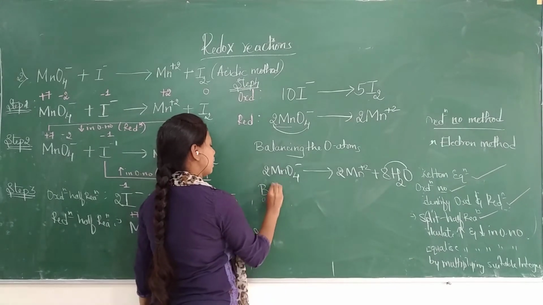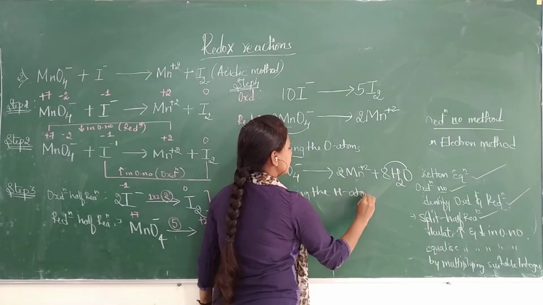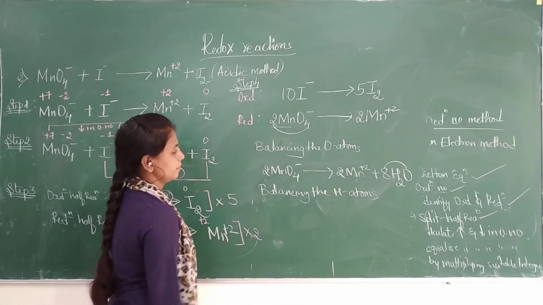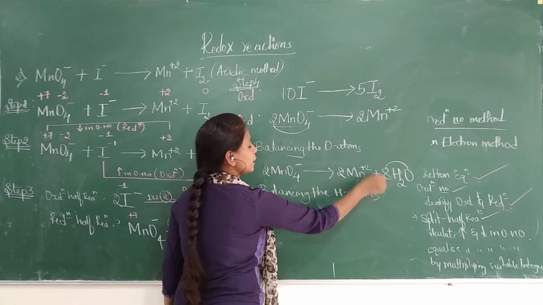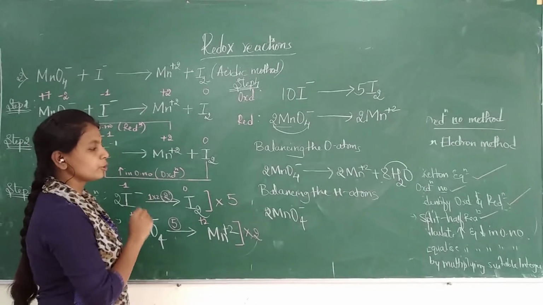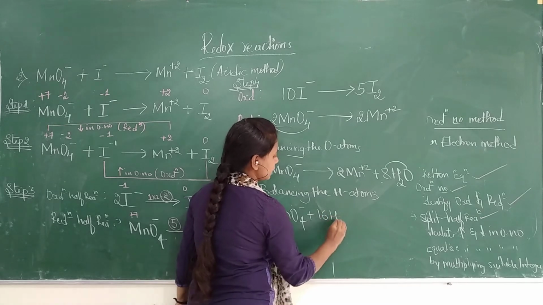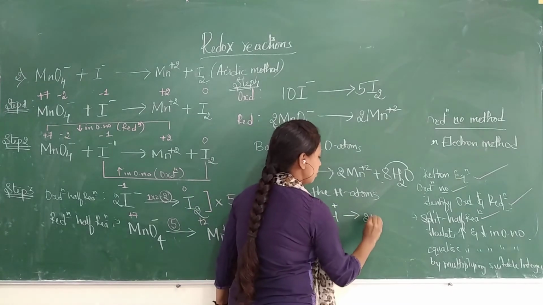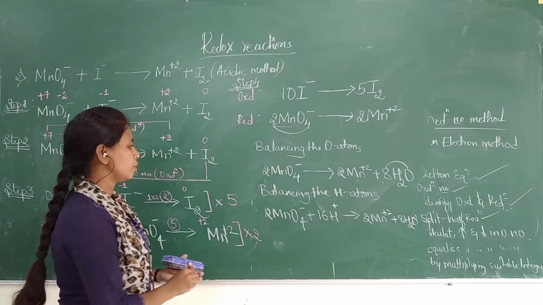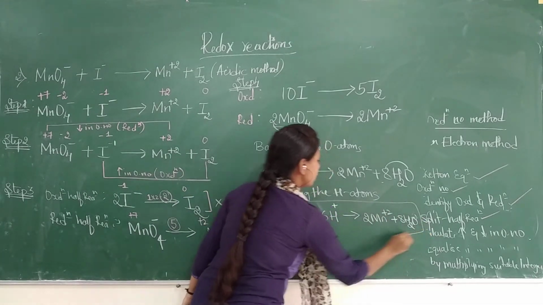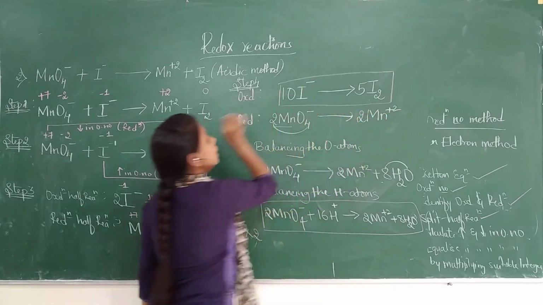After balancing the oxygen, you balance the hydrogen atoms. How many hydrogen atoms are present on the product side? 16. As there are 16 hydrogen atoms on the product side, how should we balance it towards the reactant side? By writing 16 H plus, 2 Mn +2, 8 H2O. Clear? So this is our balanced reduction half reaction, and this is the balanced oxidation half reaction.